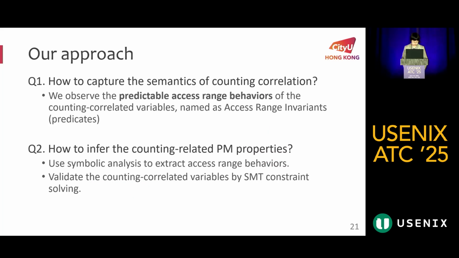So in our approach, we aim to answer 2 questions. The first is how to capture the semantics of the counting correlation, and the second is how to infer the counting-related PM properties. For the first question, we observe predictable behaviors of the counting-correlated variables related to their access range. We name these predictable behaviors access range invariants, and we use predicates to describe them, to be checked against the real program behaviors to infer properties. For the second question, we use symbolic range analysis to extract the access range behaviors, and we validate the counting correlation by SMT constraint solving.